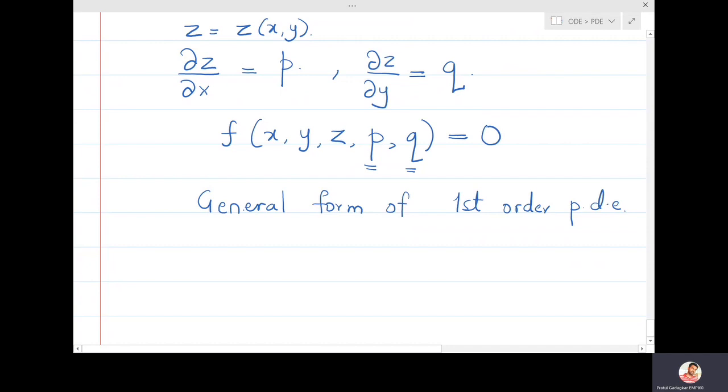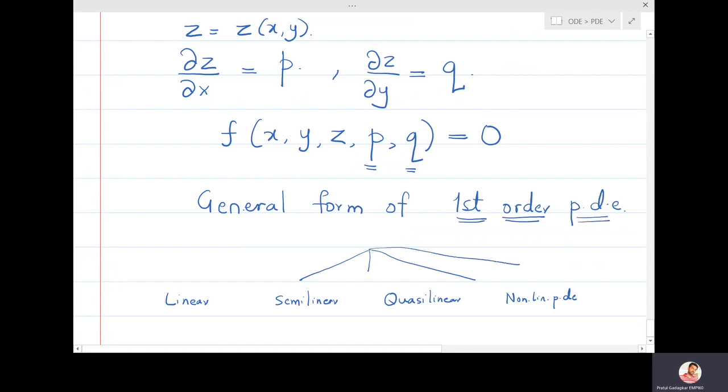Now there are different types of first order partial differential equations. For example, there are linear partial differential equations, then semi-linear partial differential equations, then quasi-linear partial differential equations, and non-linear partial differential equations. All of them are first order partial differential equations. We will be studying these four types in the coming lectures. So with this introduction of the first section of the partial differential equations course, we will move on to the next sections.